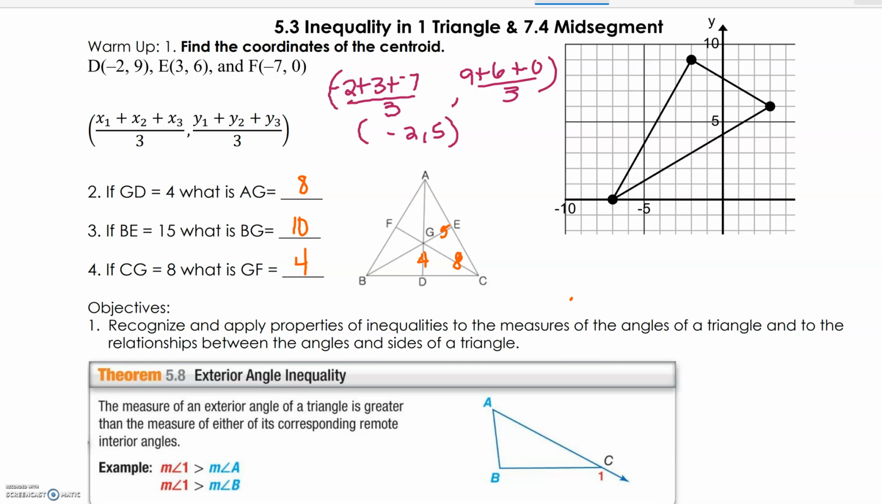Number 1 should have gotten -2, 5. Number 2 was 8 because you're doubling the short. And then BE, the total being 15, you want to divide that by 3 to get the short and then double it to get the long. And then GC, this one being 8, you're going to cut it in half to get this short segment there.